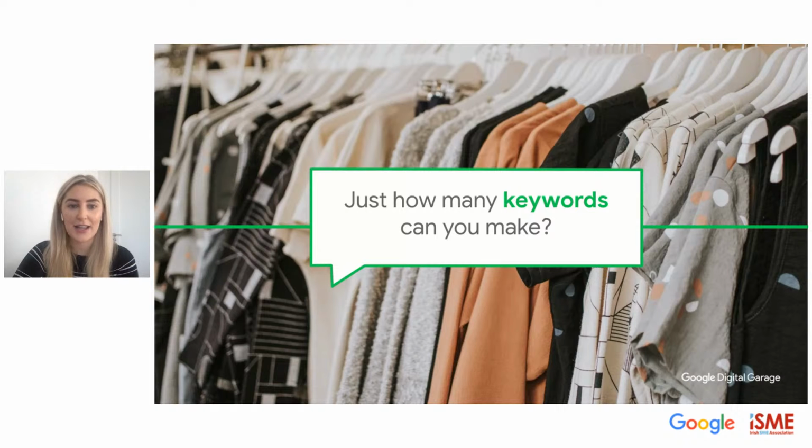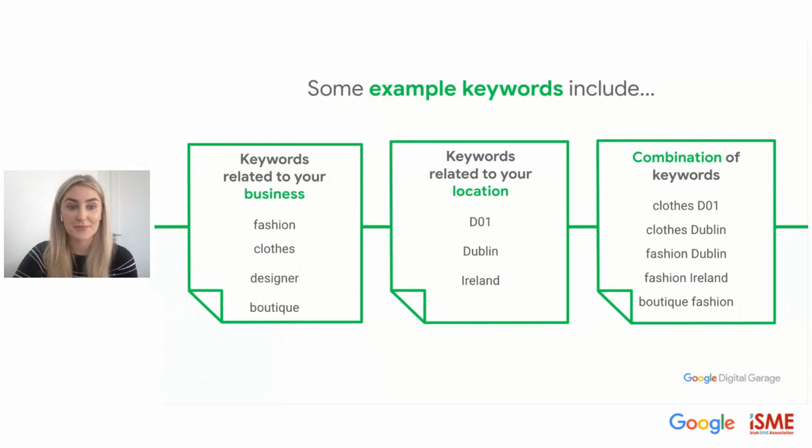Great, so let's take a look at some of the keywords that our team chose. So some of the combinations that they came up with were keywords related to the business, the location, and then a combination of those two. So related to the business, you could say fashion, clothes, designer, boutique. Related to the location, it could be Dublin, Ireland, Dublin 1. And a combination of keywords might be clothes Dublin 1, clothes Dublin, fashion Ireland, etc.